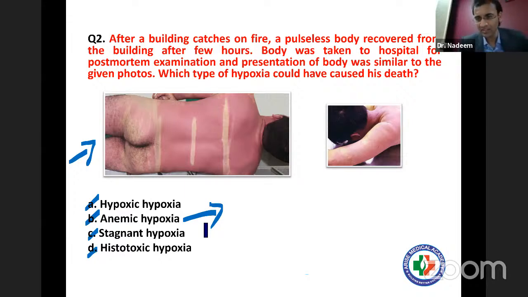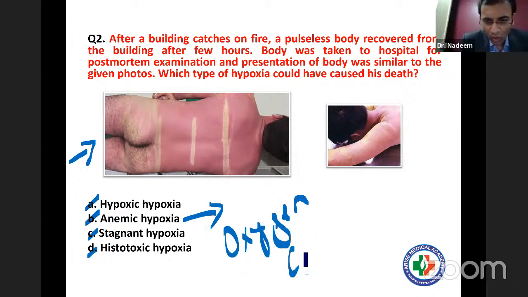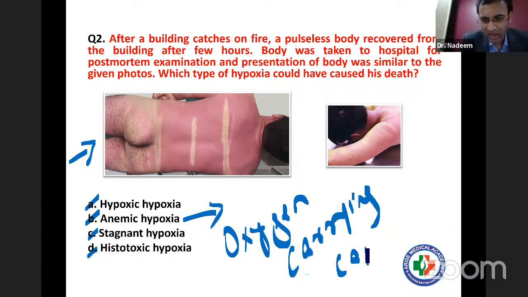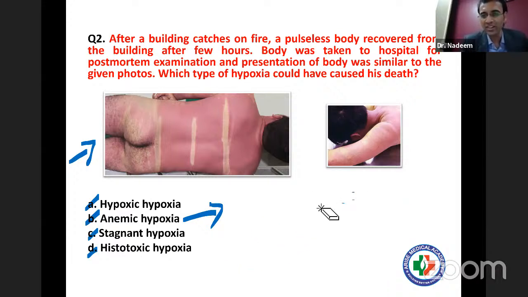Oxygen carrying capacity. Remember this one. Oxygen carrying capacity is decreased in anemic hypoxia. So how is it happening? How is oxygen carrying capacity decreasing? Please understand that CO has more affinity.